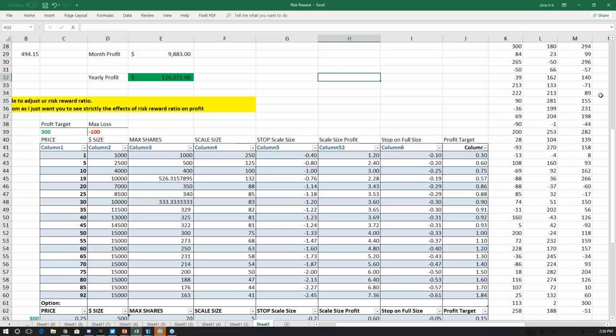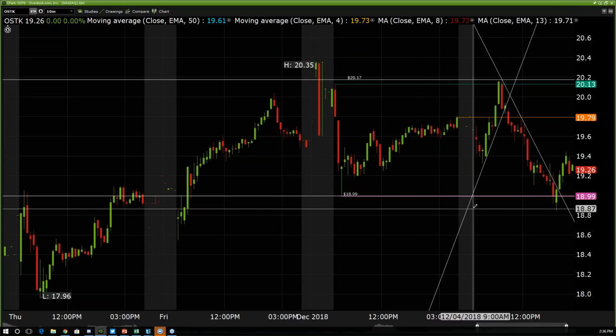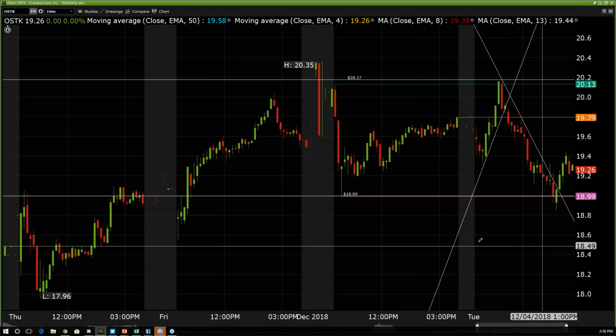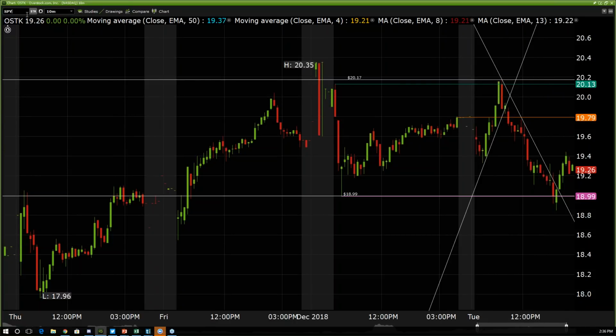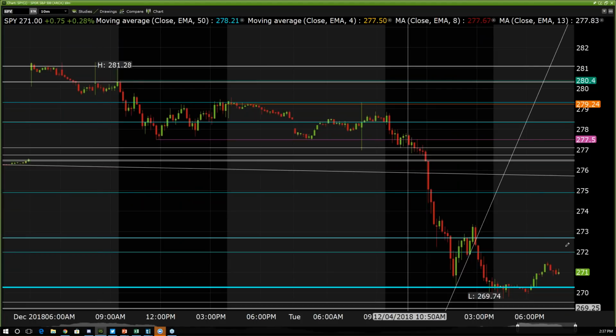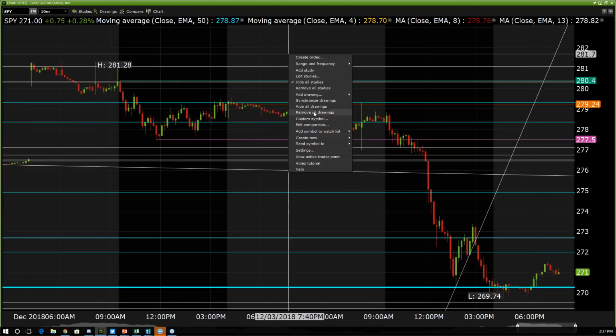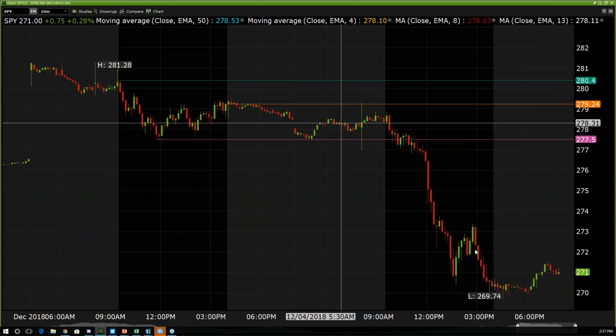And again, that Trade Ideas software is fantastic because it can do a lot of the work for you. You can do it on the option side, equity side. You would do the same thing on the option side, for instance, on SPY. Like Tuesday, you can see all my support and resistance lines. Let's just do this and hide the drawings.